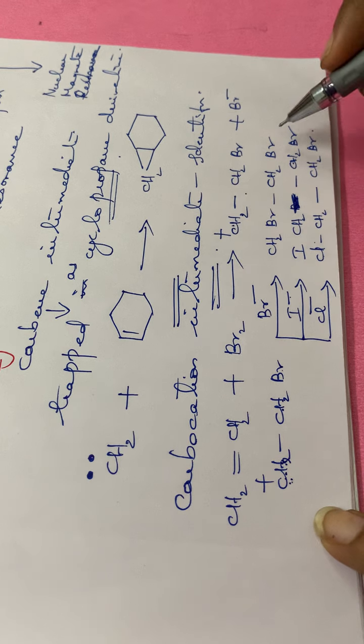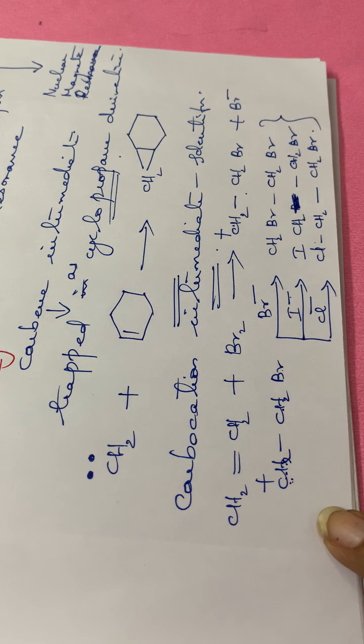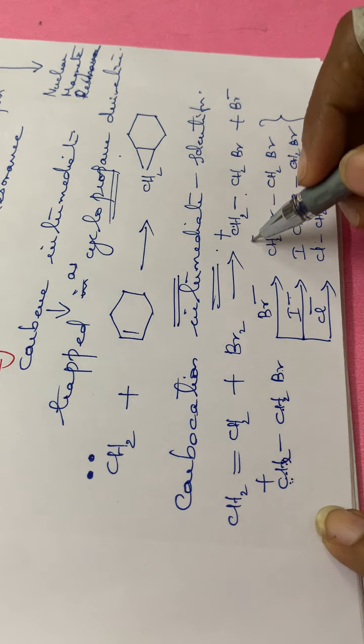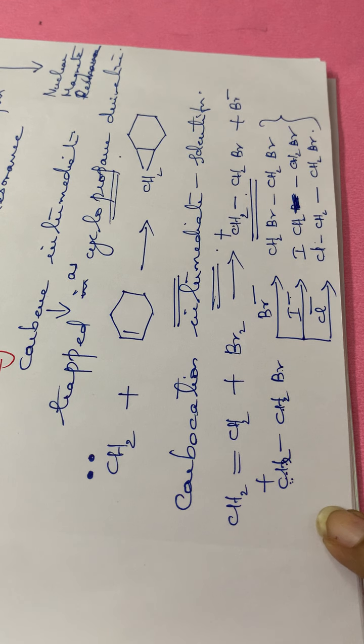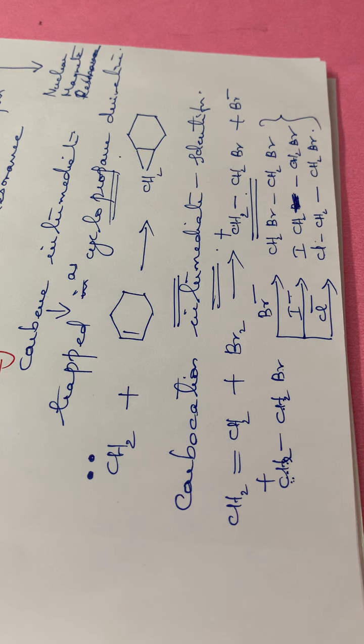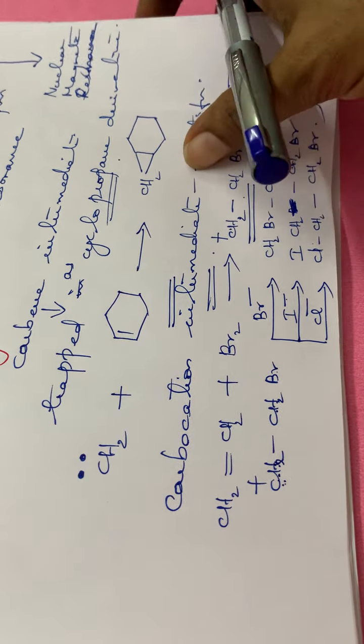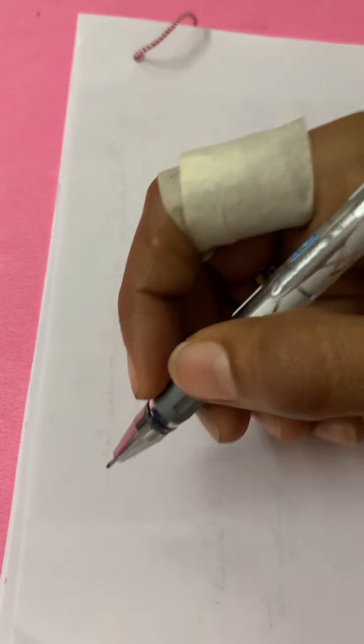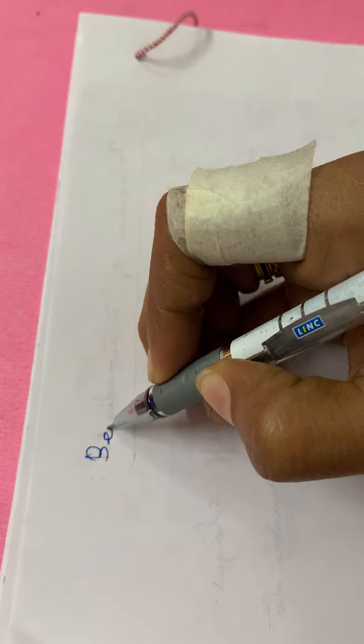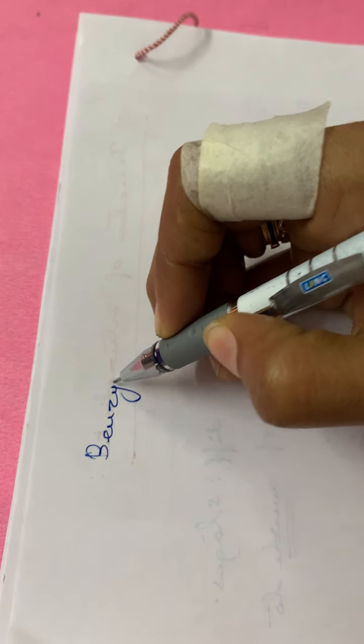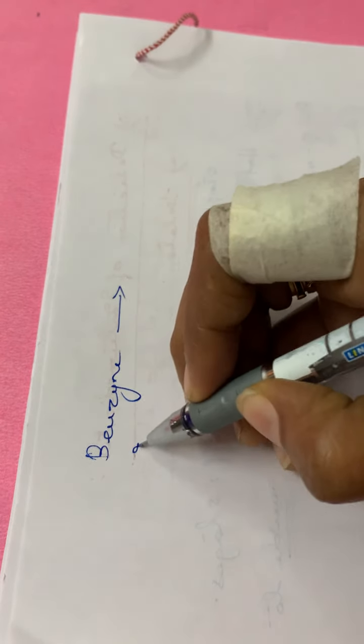Okay, so by the formation of these different products, it is clear that we will be having a carbocation as an intermediate. Okay. Then the next, normally we have seen the trapping of carbene intermediate. Similarly, benzyne intermediate.